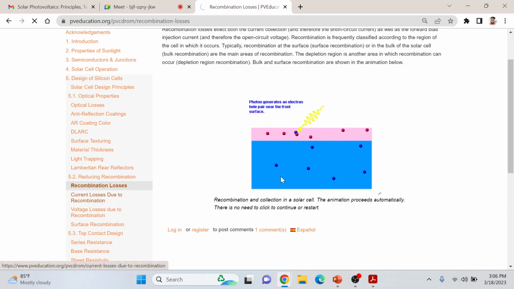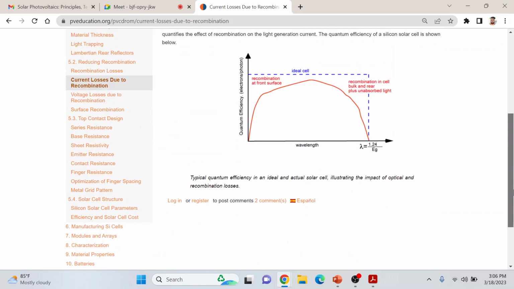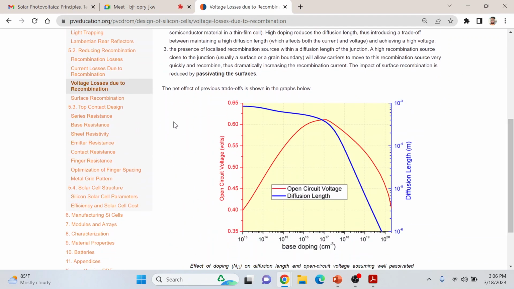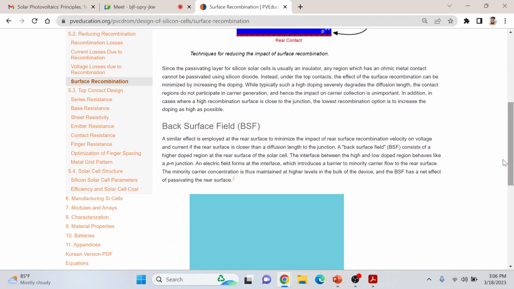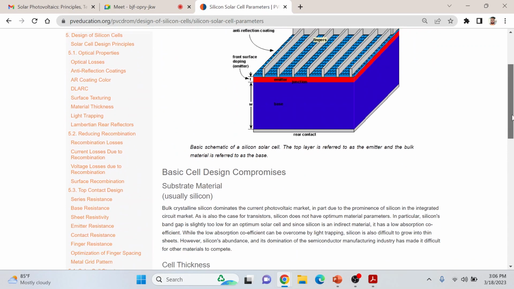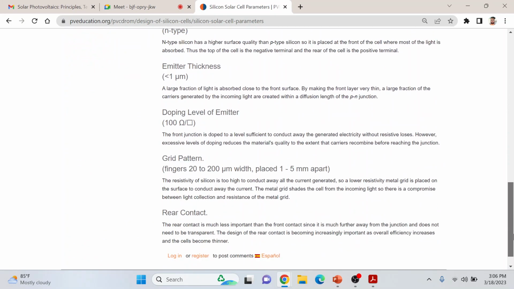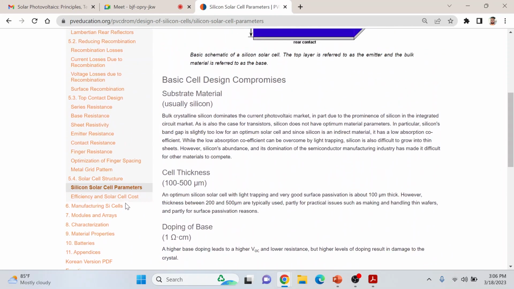Then there are current losses, as we can see, due to recombination. There are voltage losses, and then there is surface recombination. Some other parameters are CD resistance, sheet resistance, shunt resistance, and other silicon solar cell parameters. So go through all of these, and if you have any confusion, feel free to email me. I'll definitely entertain your doubt.